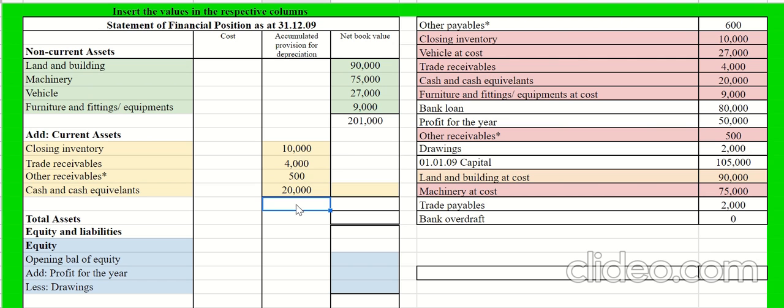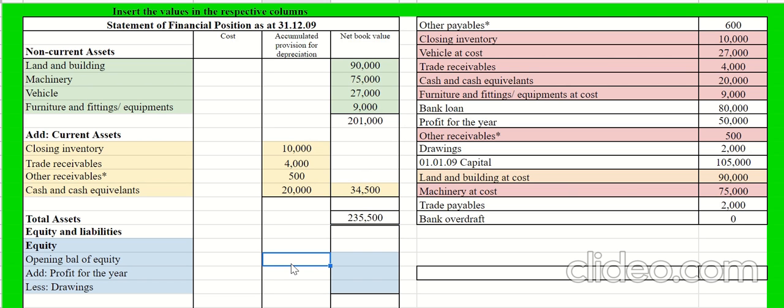Now, let's find the total of the current assets, which totals up to 34,500. Now, in order to find the total assets, add non-current assets plus the current assets values, which should give you 235,500.